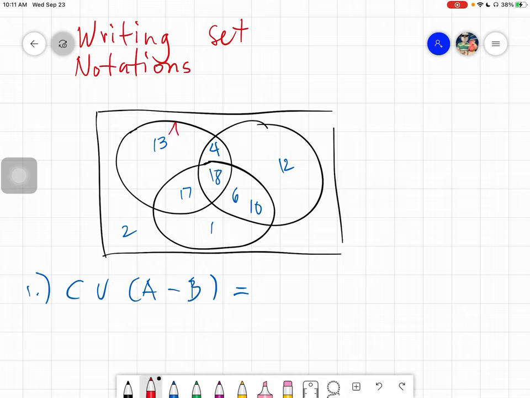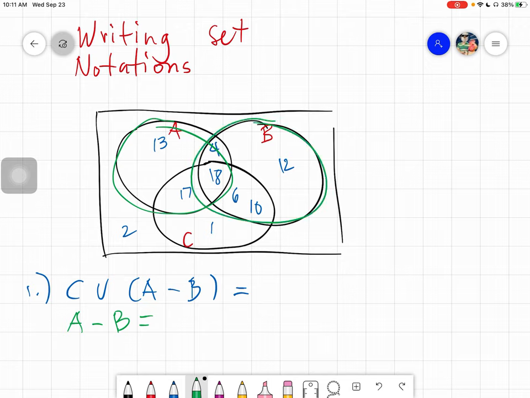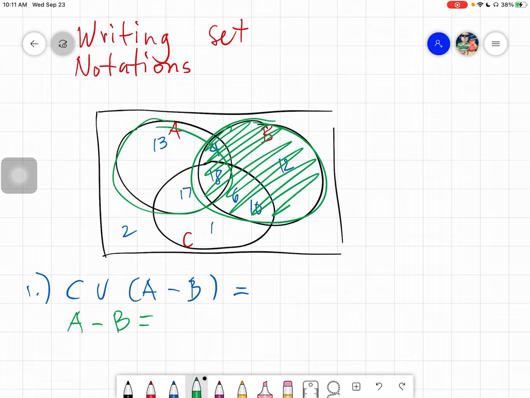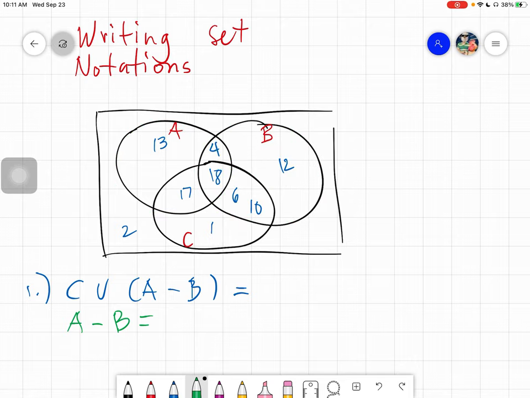This one is set A, this one is set B, and this one is set C. So, let's have the difference between A and B. A minus B is simply A reduced with the elements of B. This is A, and this is the elements of B. Meaning, what will be removed is everything that is in B. So, what will be left would be 13 and 17.